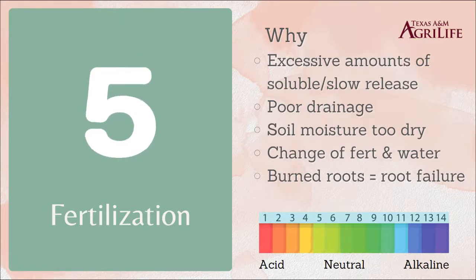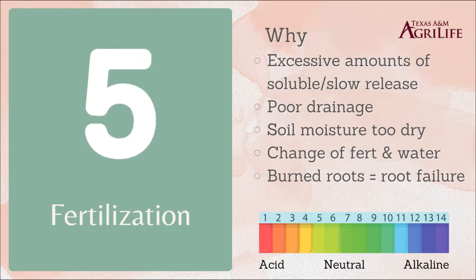Fertilization, really this is excess fertilization. Why would the leaves turn yellow again? Excessive amounts. If you use a soluble fertilizer with a slow release, sometimes those combinations have been applied improperly and it basically burns the plant. Poor drainage: if you have poor drainage and you're trying to fertilize, that can essentially concentrate the fertilizer. The soil moisture is too dry. Change in fertilizer and water.